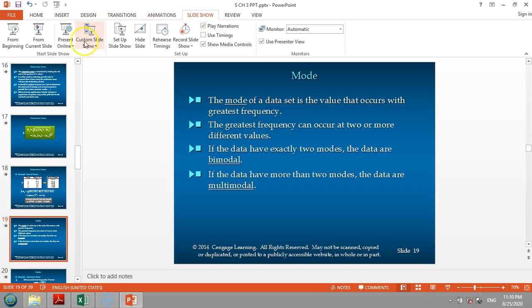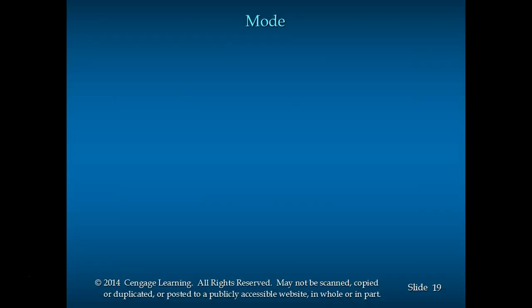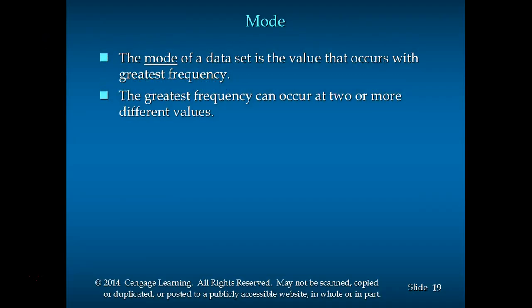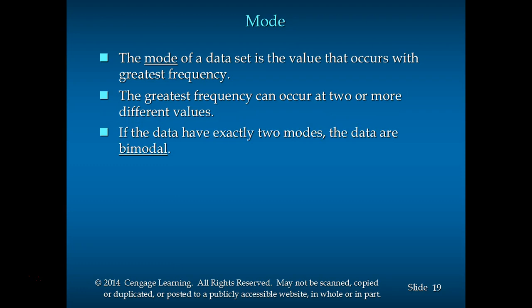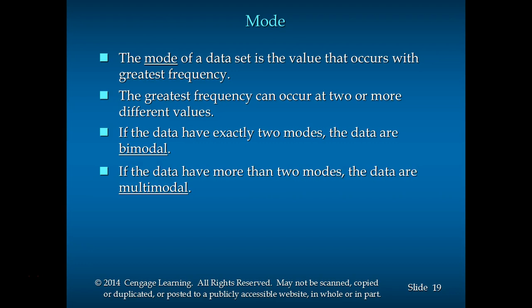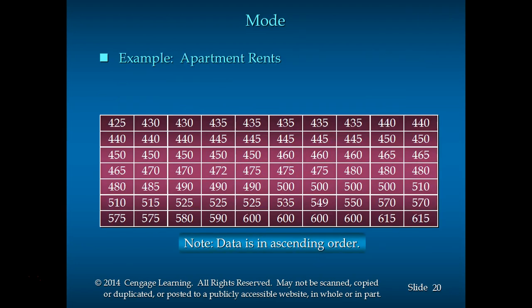The next one is the mode. And the mode is the most common value. If the data exactly has 2 modes, the data are bimodal. Maybe you can have more than 2 modes.